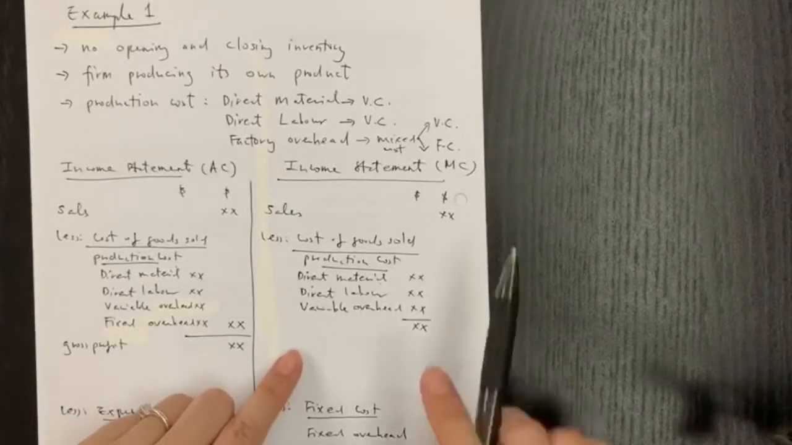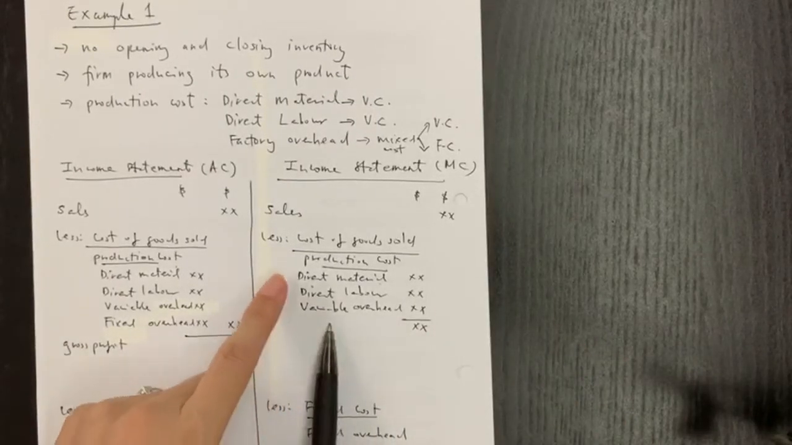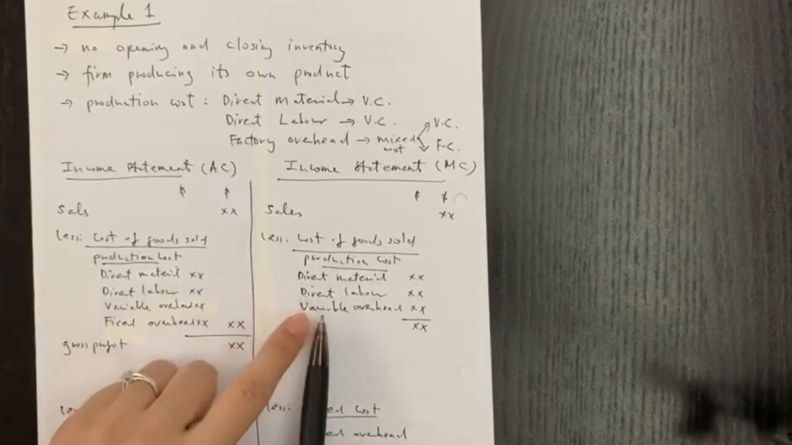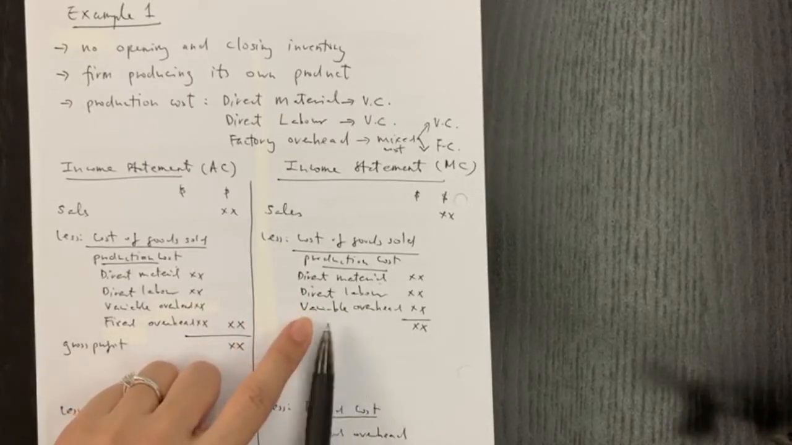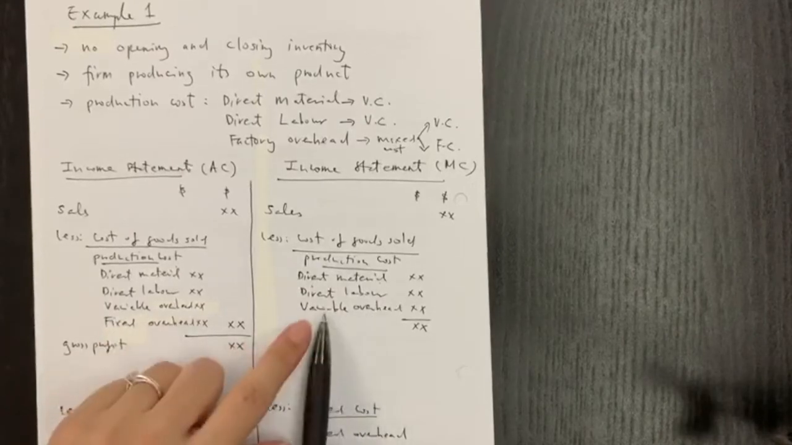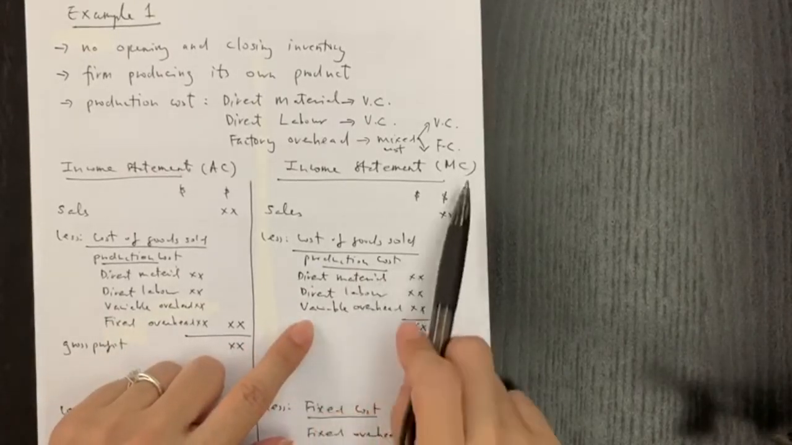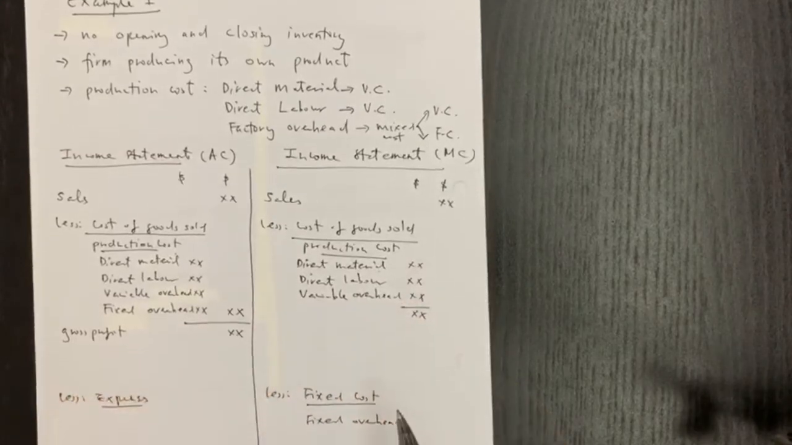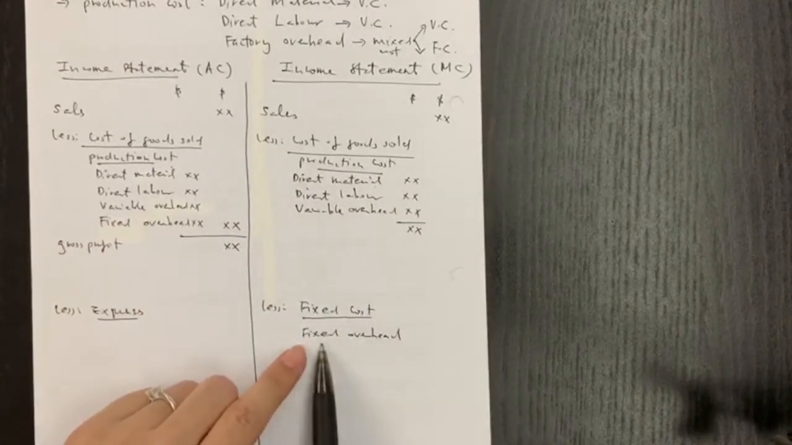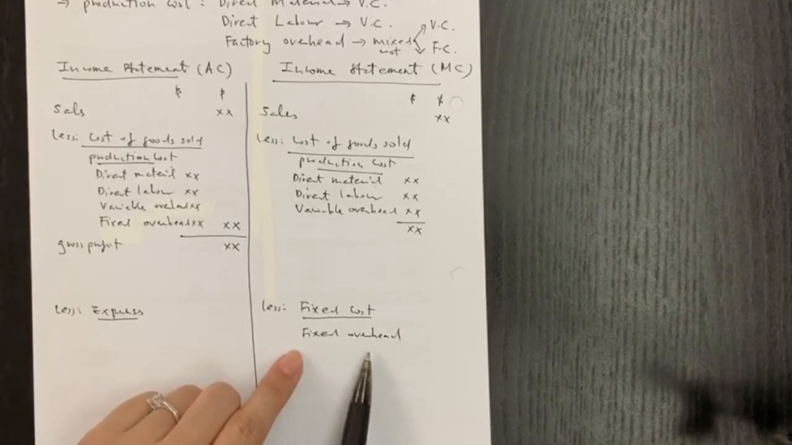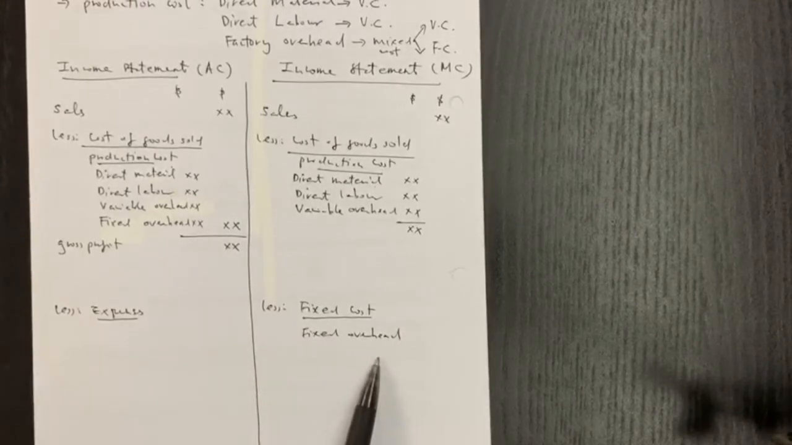However, when we come to marginal costing, we have production cost now, here direct material, direct labor, and variable overhead. But what about fixed overhead? Fixed overhead will not be counted as production cost under marginal costing. However, fixed overhead will be here in the profit and loss account. Here, fixed overhead. So why do we do that under marginal costing?